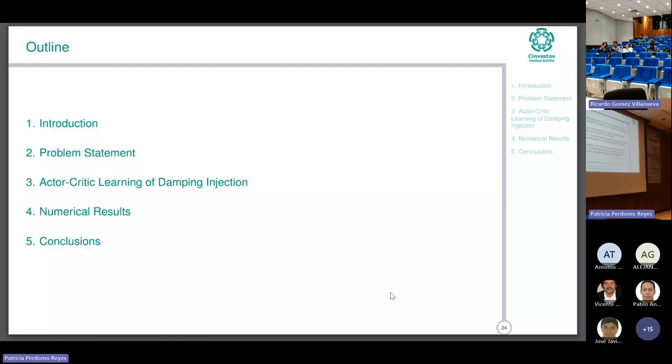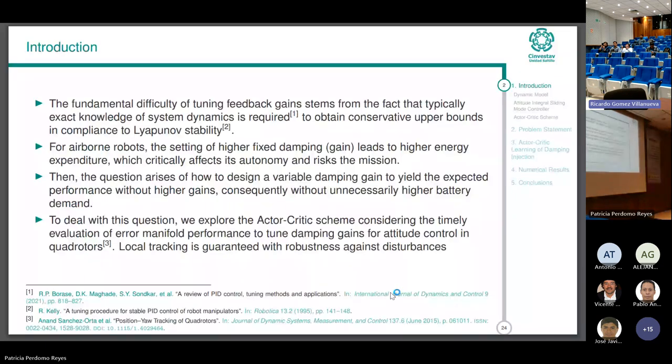In the introduction, as we know, the difficulty of tuning these feedback gains is important because the experience of the engineer is present in the loop. For that reason, we need to consider the gains in order to ensure the stability of the closed loop. And in particular, in aerial robots, we need to consider the energy consumption. If we apply a fixed gain, we could have a high energy consumption, and with this consideration, critical effects appear and the mission could be compromised.